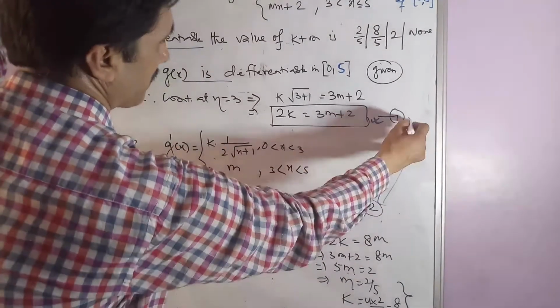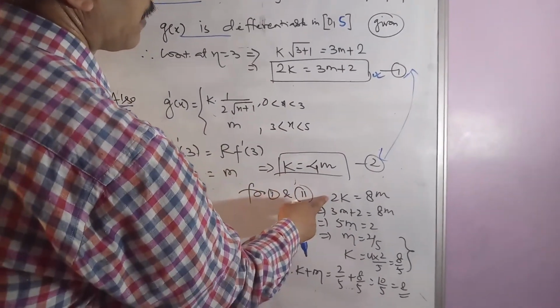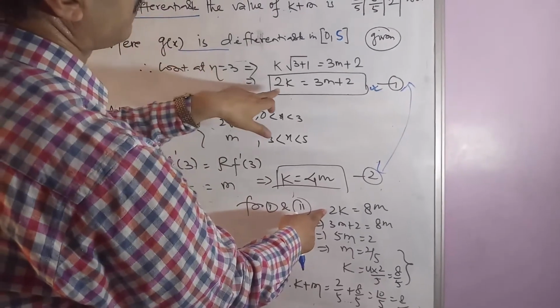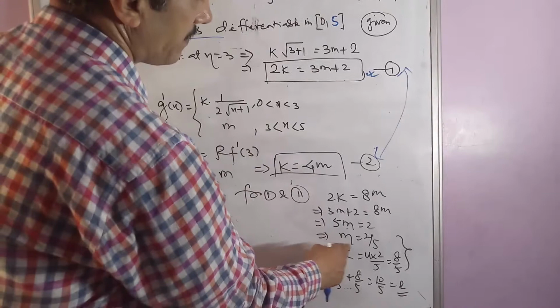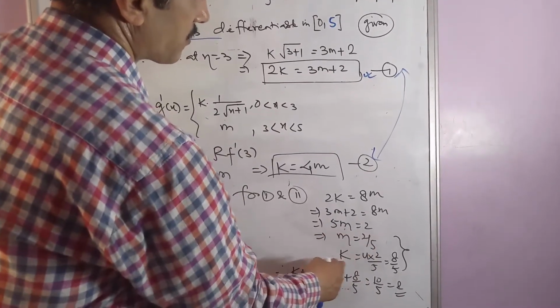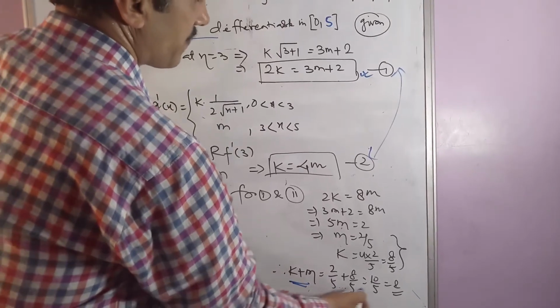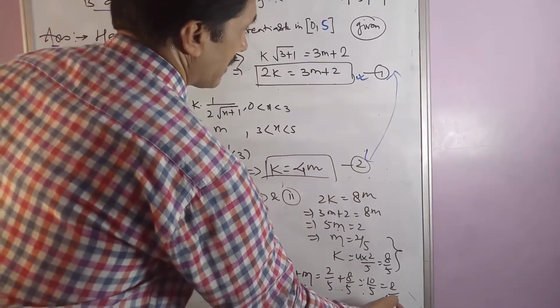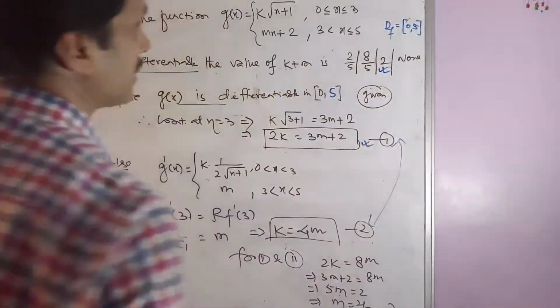From these two equations, 2k equal to 8m. Here from the first equation, value of 2k is 3m plus 2, this will give m equal to 2 by 5. So k equal to 8 by 5. Therefore k plus m equal to 10 by 5 equal to 2. So our answer is 2 here.